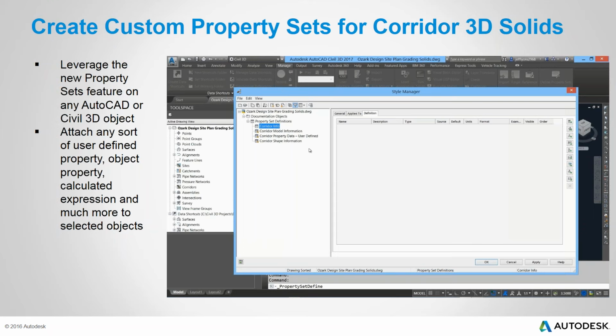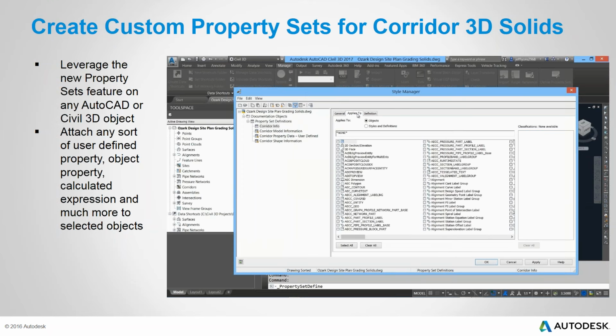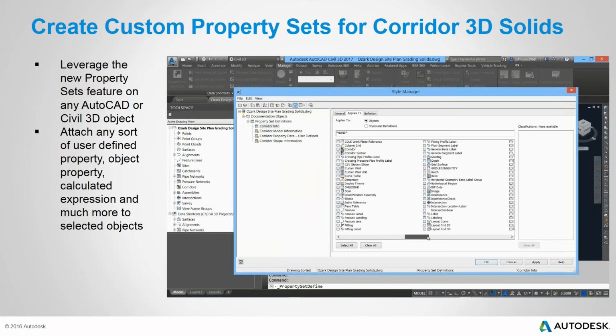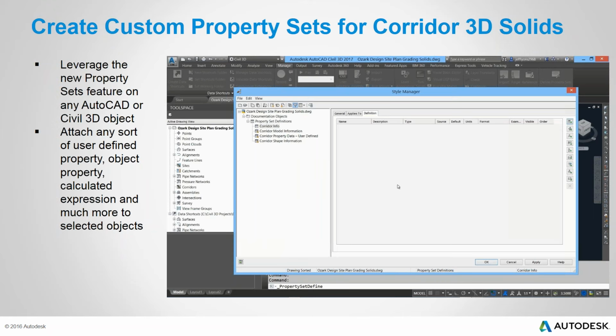So this is the type of area where you can add any type of property to any type of AutoCAD or Civil 3D object. In this case, we want to make sure that we only apply these corridor property sets to a 3D solid. Under the Applies To tab, you can select any of the objects that you want to apply to. So now if we select the solid 3D, then we can go ahead and start adding these custom properties.